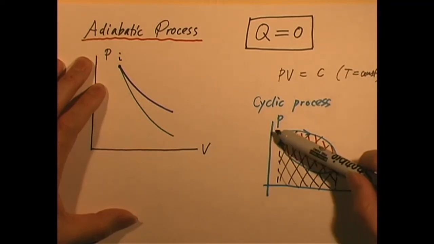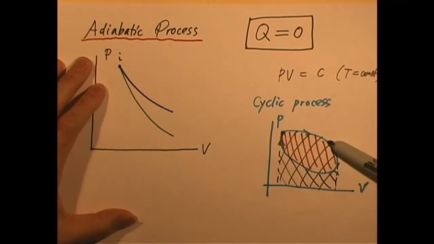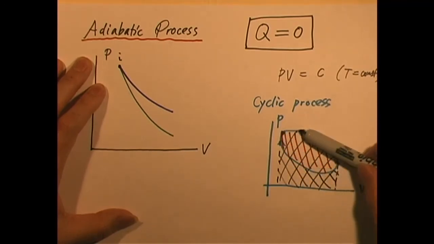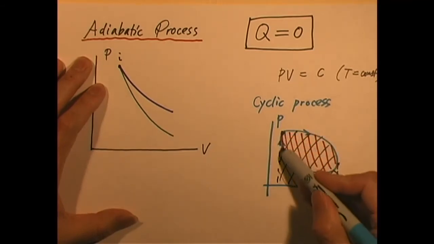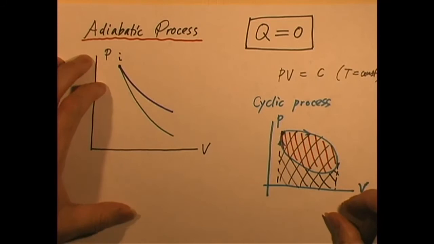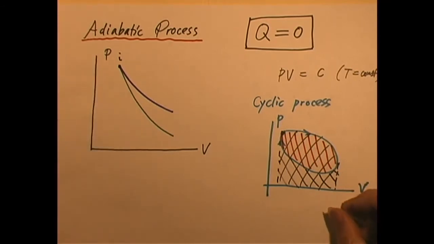If the process goes on clockwise, then more work is done by the gas, less work is done by the environment, so the work done overall is positive. If it goes backwards, then the total work done by the gas is negative.